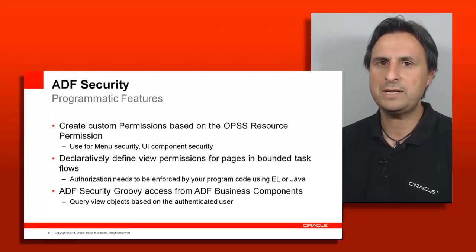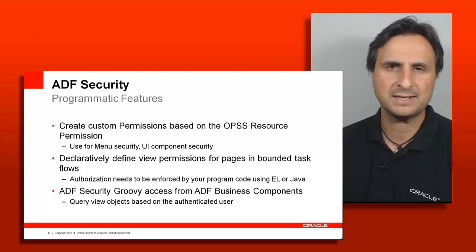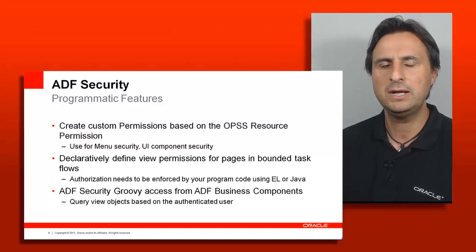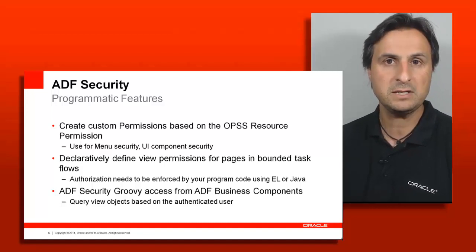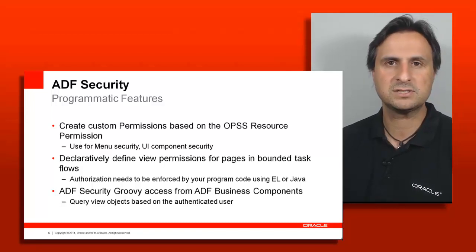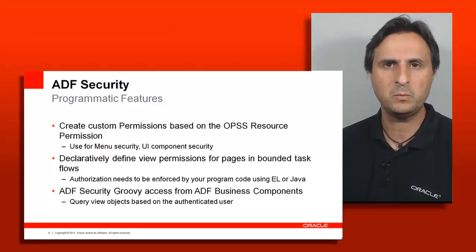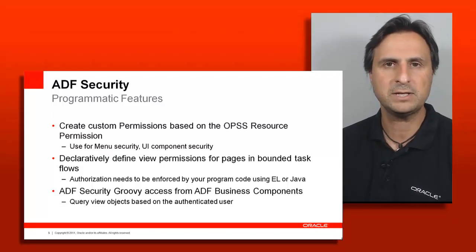Programmatic security, well, I mentioned that the framework is doing a good job in protecting task flows and pages. However, you can extend the functionality. One of the functionalities, and I mentioned this with menu security, because that's a more semantical security, it's not really something to be enforced by the framework. You can create resource permissions, and you do this declaratively, as I mentioned.